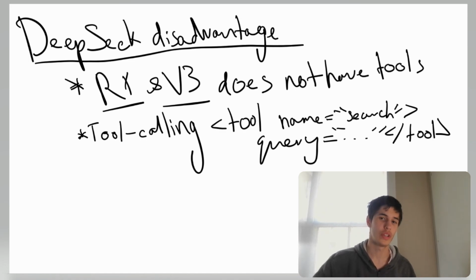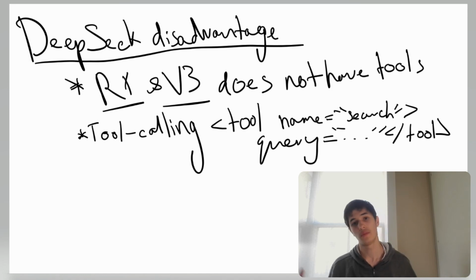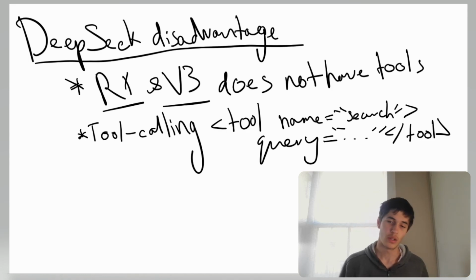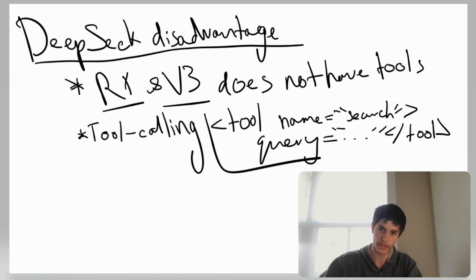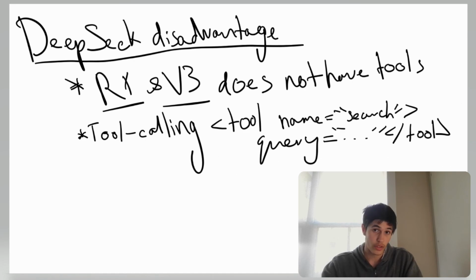Or at least it's very unstable. That's what they've said in their documentation. Again, maybe it's fixed already, but I don't know. They don't have tools that you can invoke like this, right? So that's a disadvantage, right? But we know that Llama, another open source model, actually has this ability. So what do we do, right?